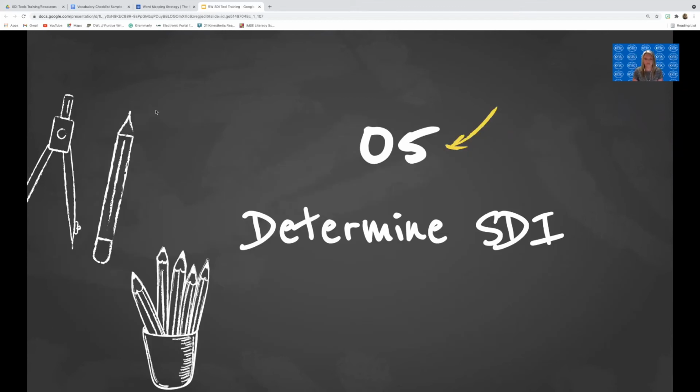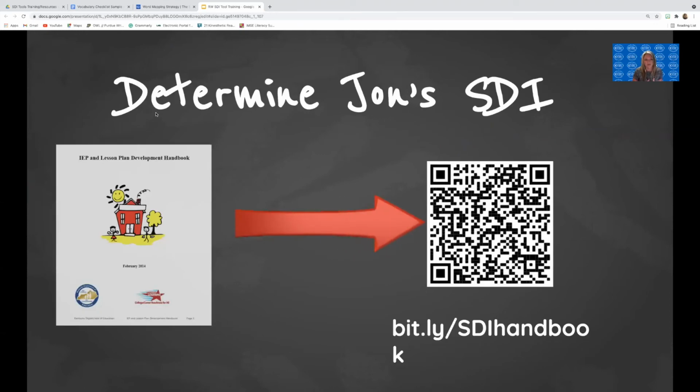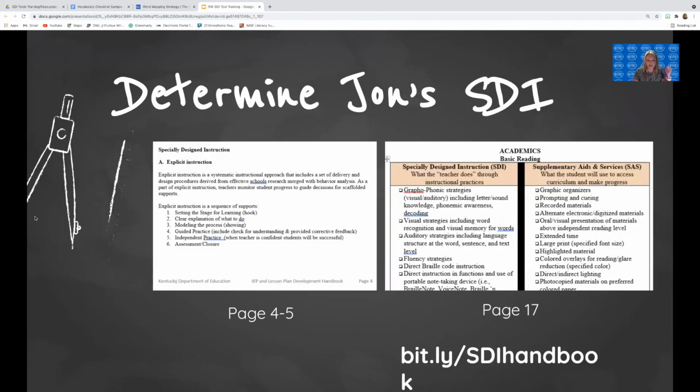Okay, now we want to determine the SDI. Now we know what he needs to do, and we've got a goal for it. How are we going to let him meet that goal? This is where your schoolhouse document will come in handy. This is a code that you can scan with your phone that will pull it up. These are from pages 4 and 5 and page 17 of that schoolhouse document. So after we already know about John's information and his goal, here's what we have determined John may need.